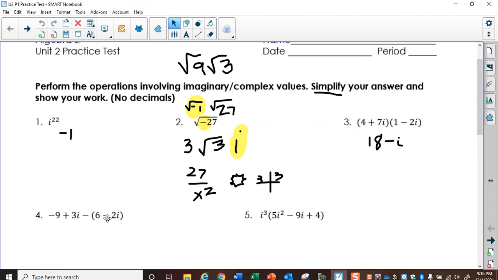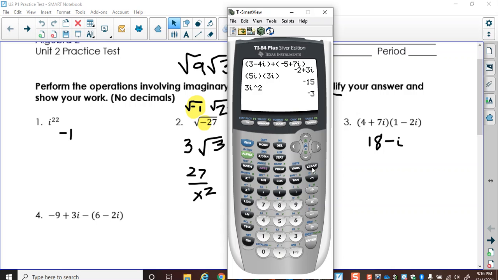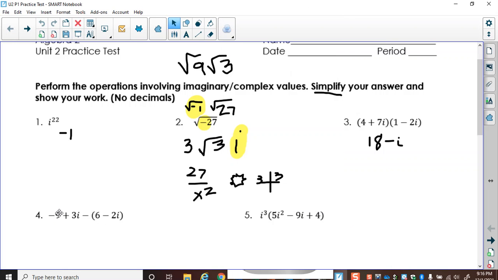Remember, if you're doing powers with the i, you're just going to take your calculator here. Make sure you're on the mode of complex numbers, right? So you just come down here and then arrow over to where it says a plus bi, hit enter, and you'll be good to go. And then I'm just going to type this in as it is.